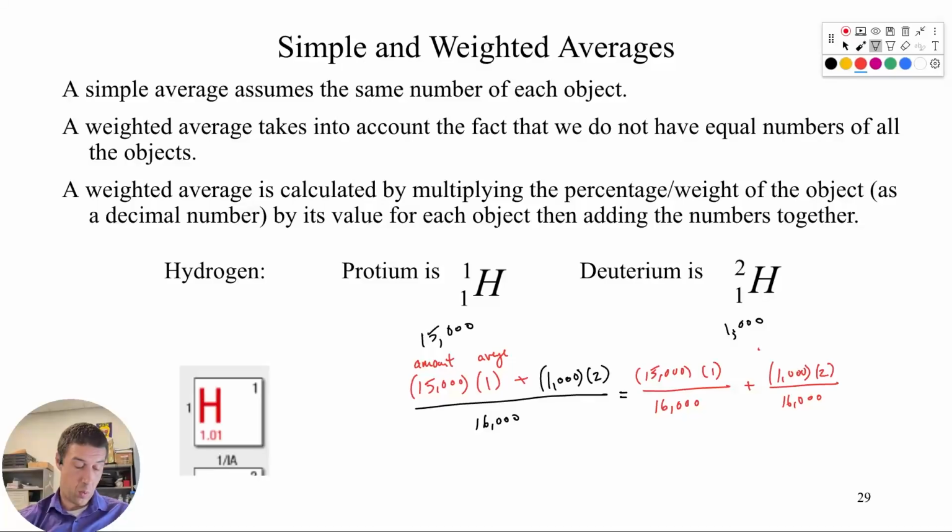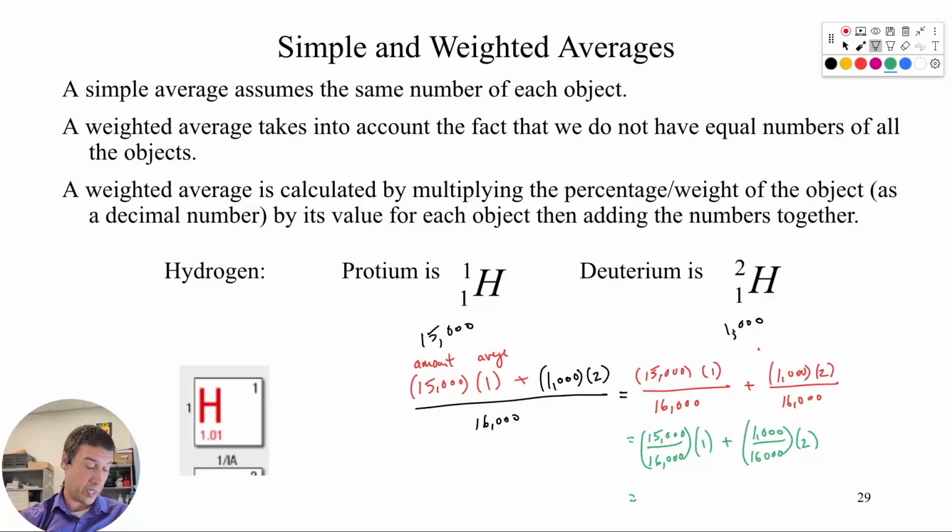Well, what we'll further do, and I'll change color as we manipulate further, is take 15,000 and put the 16,000 underneath it, times 1, plus 1,000 divided by 16,000 times 2. And then we could look at the individual 15 divided by 16, and that should look kind of familiar. That should start to ring a bell based on what we did with our percents.